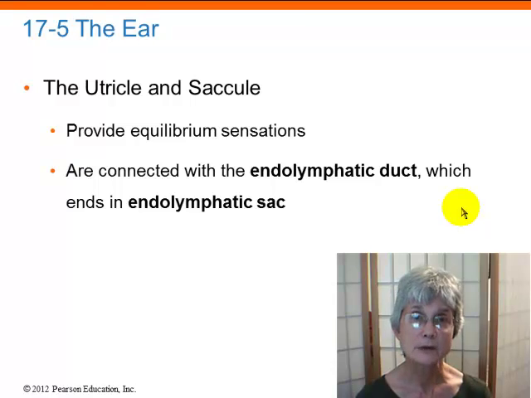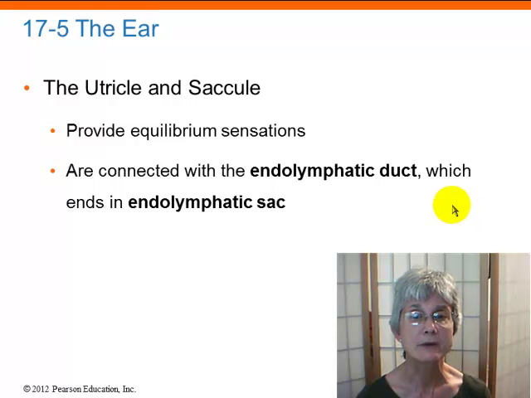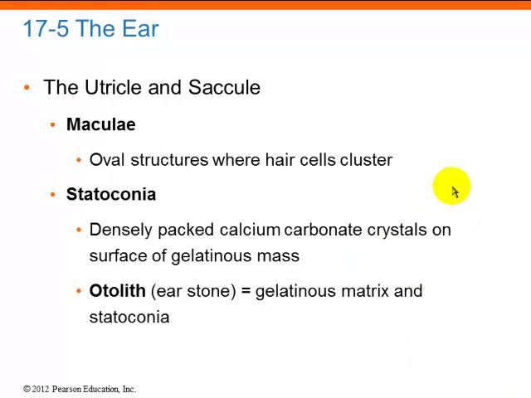For static equilibrium, the equilibrium associated with gravity and acceleration, we're moving to the utricle and the saccule, and what we find in them is that there are these little structures called maculae, which have these statoconia, which are crystals of basically calcium carbonate, kind of like chalk crystals, or sort of like bone crystals, embedded in a gelatinous mass. And that whole thing is called an otolith.